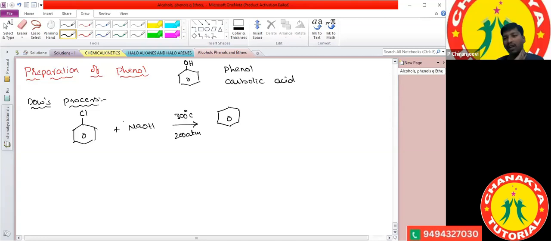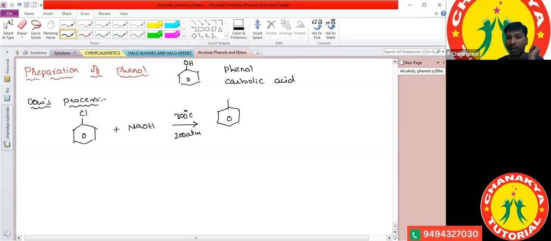At normal temperature, haloarenes do not undergo nucleophilic substitution reaction. They undergo it when the haloarenes are attached with a larger number of electron withdrawing groups. If it is attached with more electron withdrawing groups, the reactivity increases, and then it undergoes nucleophilic substitution. But in this one, haloarenes are treated with sodium hydroxide, following nucleophilic substitution. The reaction is carried out at 300 degrees Celsius.